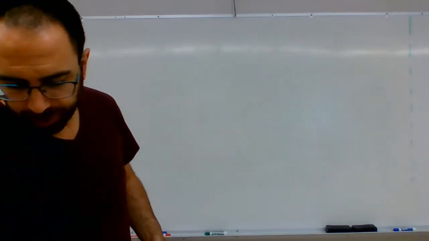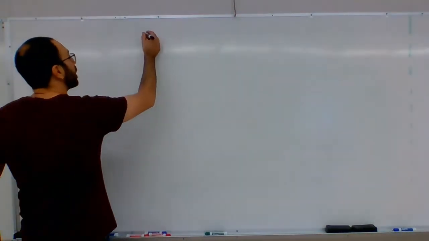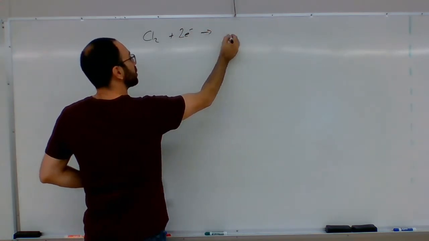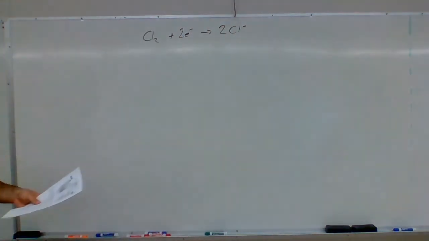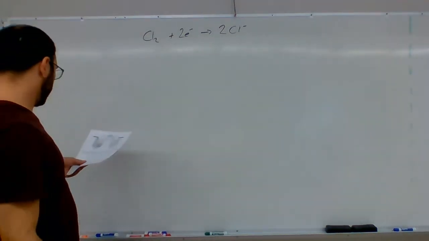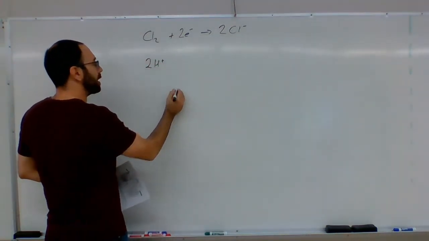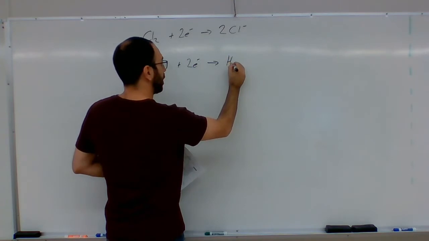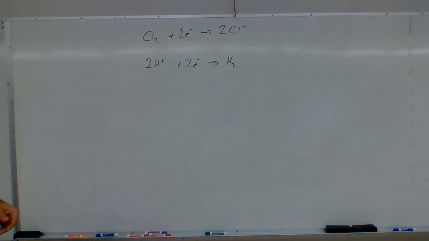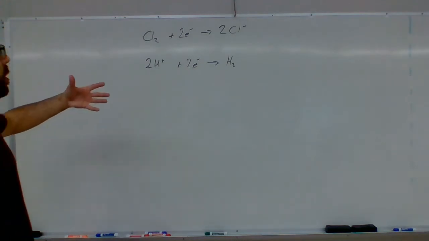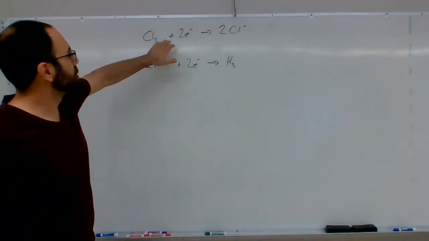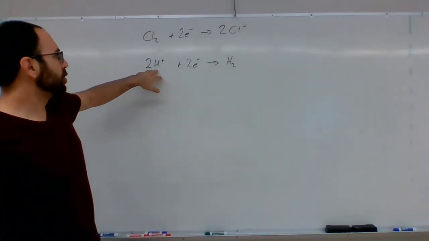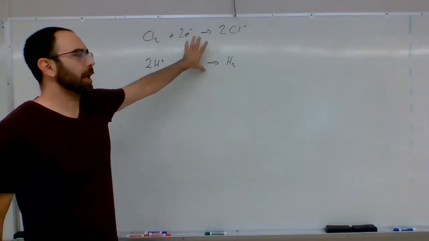An example that we have here is looking at this reaction where we have chlorine gas plus 2 electrons going to 2Cl minus. And we're looking at this other reaction where we take 2H plus and 2 electrons to give us H2. In the first one we go from a 0 charge, getting electrons, going to a minus, so we've got a reduction. Then we've also got 2H plus with electrons going to the H2, so again, we've got another reduction.